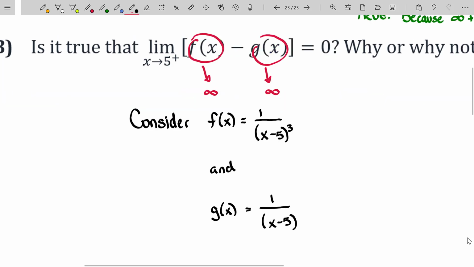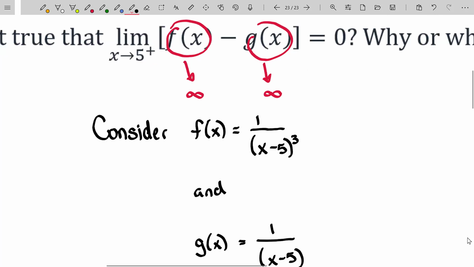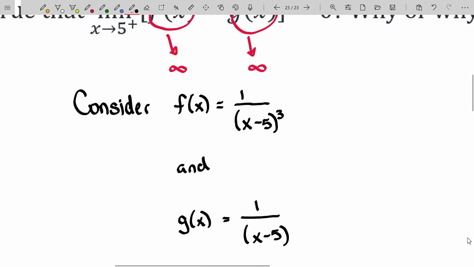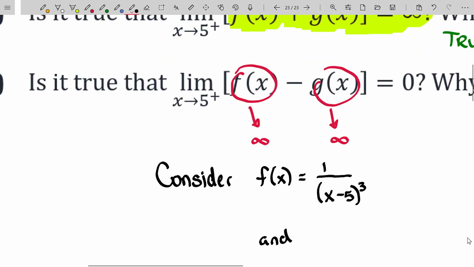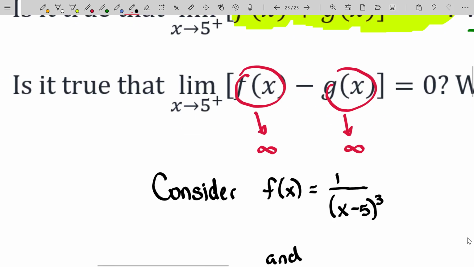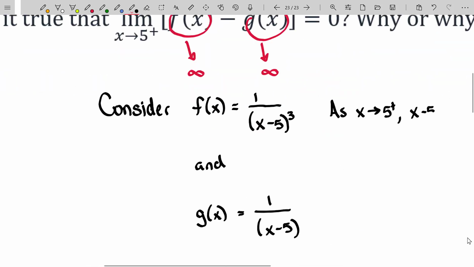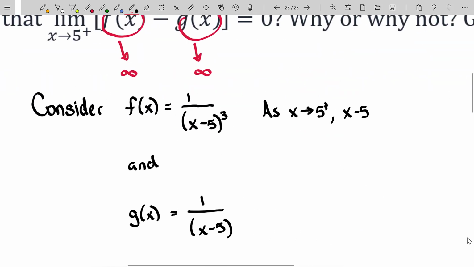Consider f of x, which is equal to 1 over (x minus 5) cubed, and g of x, which is equal to 1 over x minus 5. Now notice in both of those cases, as x approaches 5, those denominators approach 0. But we're allowing x to approach 5 from the right-hand side, or from above. What that means is x minus 5, in both cases actually, approaches 0 from above. And so that implies, again, in both cases, that those denominators will be positive.